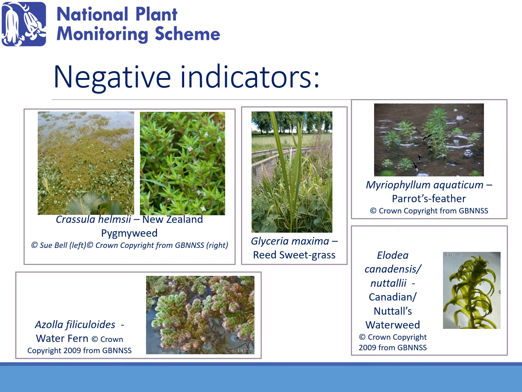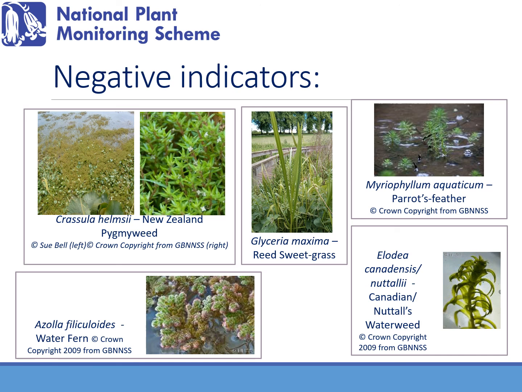In the middle top of the slide, we have Glyceria maxima, reed sweetgrass, and this is a native species, but it can form very dense dominant stands in water bodies, especially those with a very slow flow, and it's quite often found in disused canals or canals which don't get a lot of water movement, where it'll form very dense mats across the water surface.